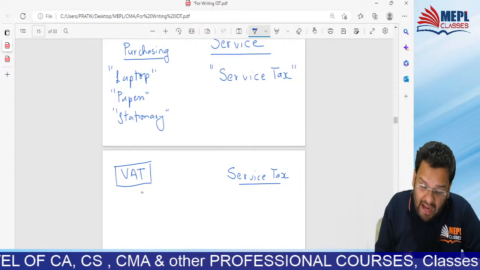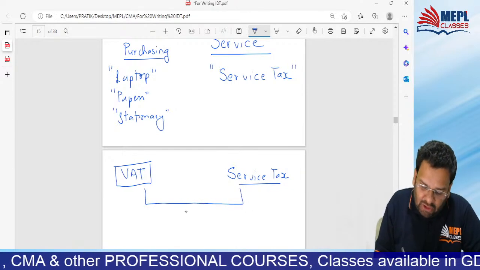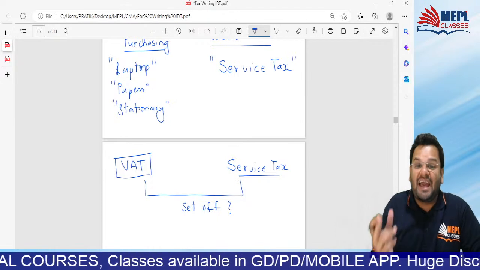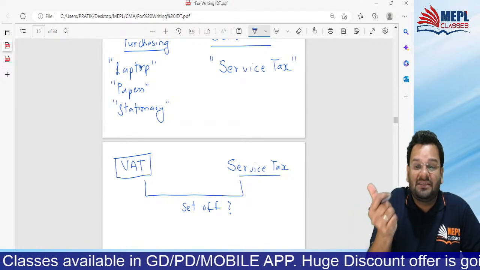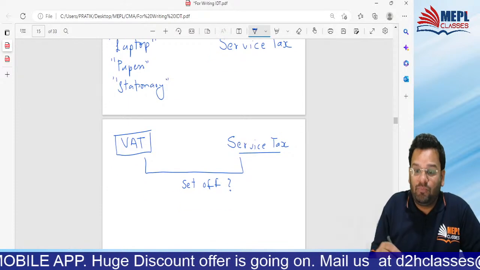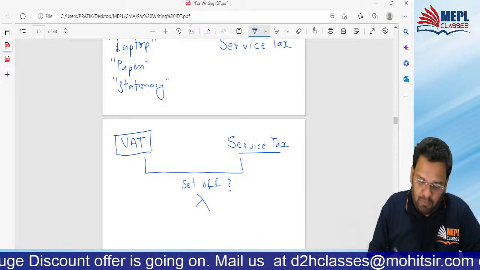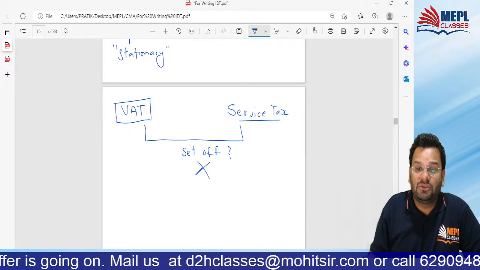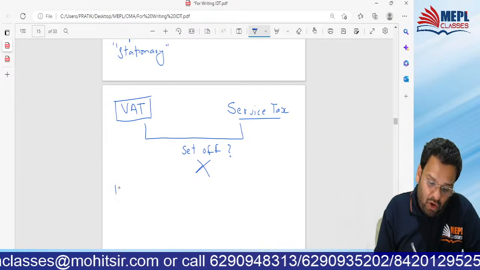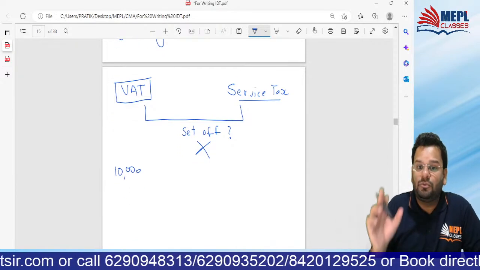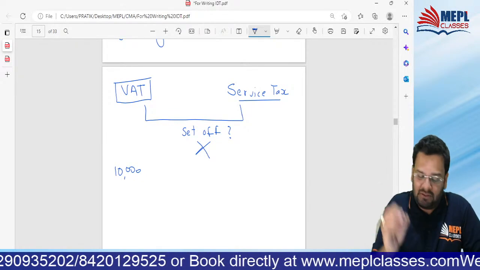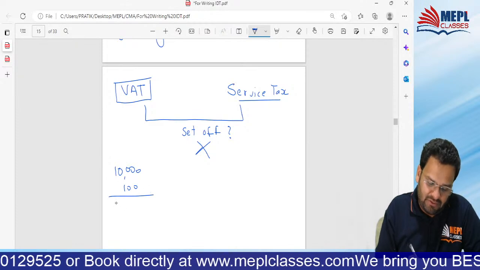My question is very simple. Can VAT be set off against service tax? Tell me, guys. Obviously that set off is not possible. So what's the problem because of this? Say for stationery items, 10,000 rupees was paid, and on this, say VAT at 10% for simplicity was 100 rupees.